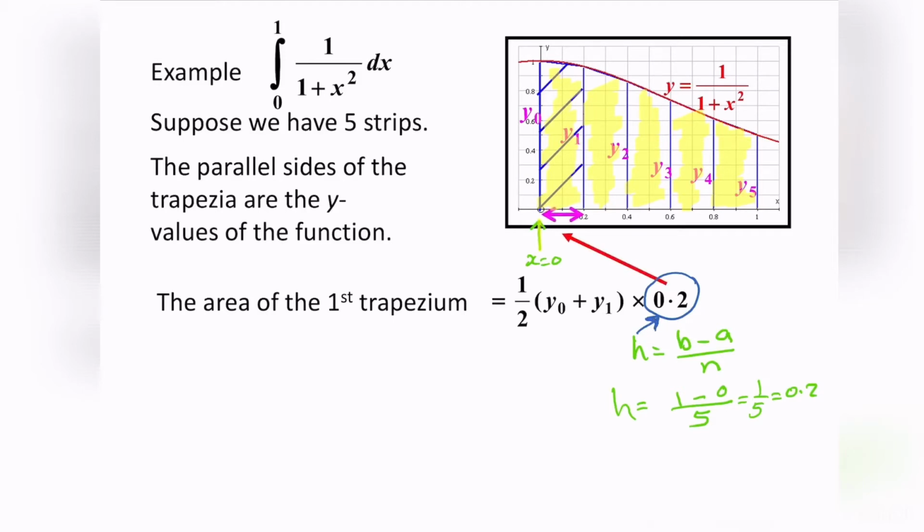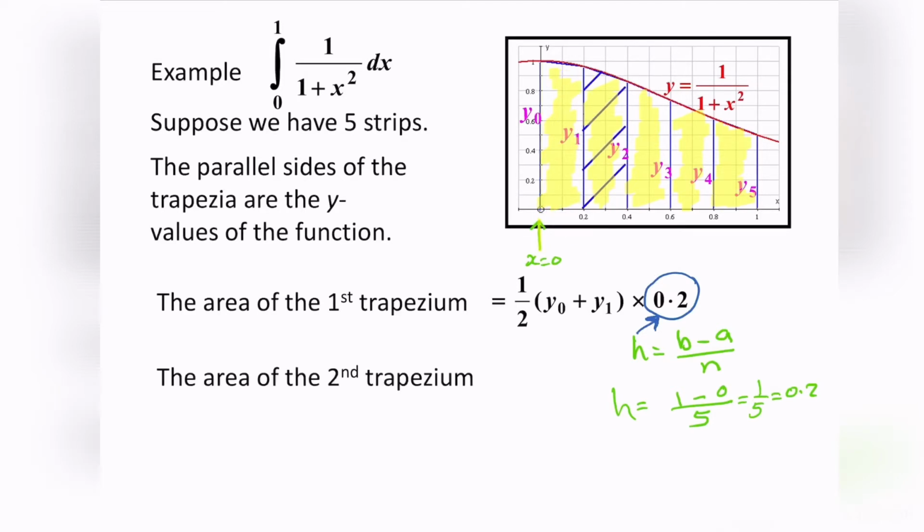Yeah, which is the width of the strip. Okay, the area of the second trapezium now, as you can see, the two sides on the second trapezium are y1 and y2. So in this case, the area of the second trapezium is going to be A2 here. The area of the second will be 1/2, then y1 plus y2 multiplied by h, which is 0.2. Okay?